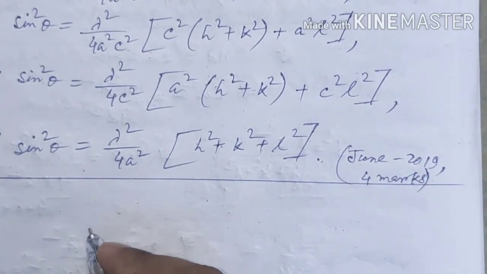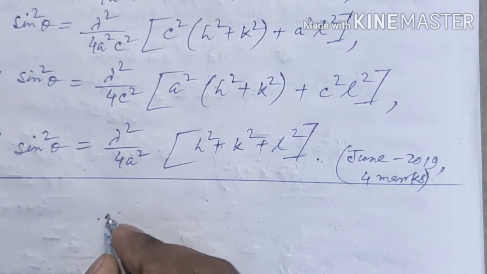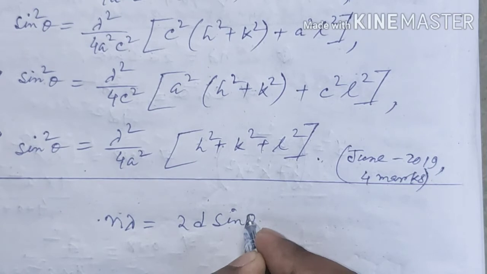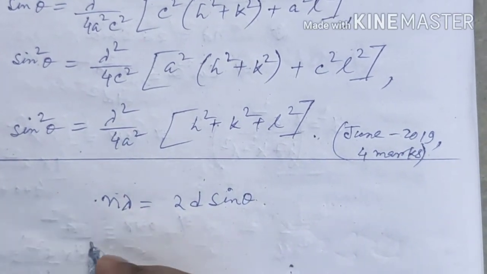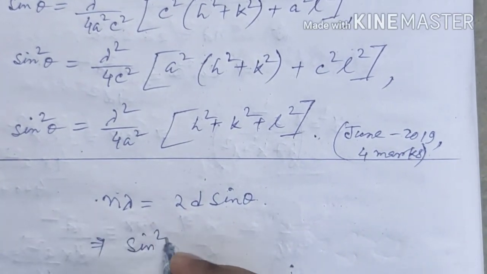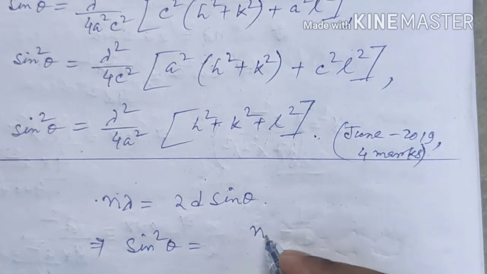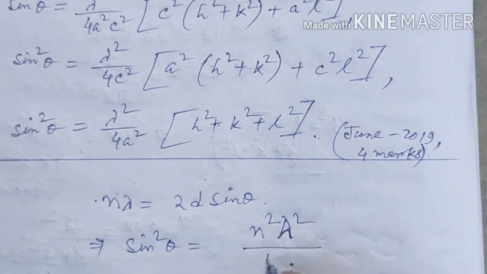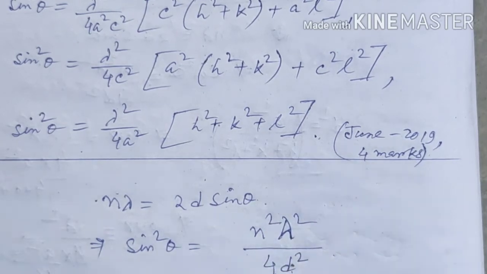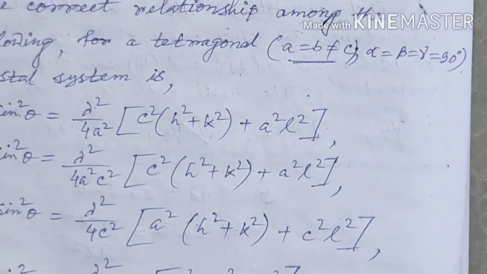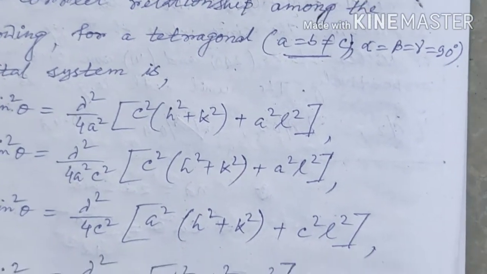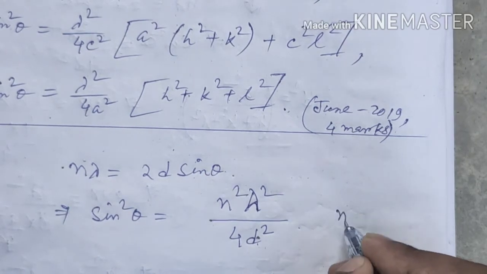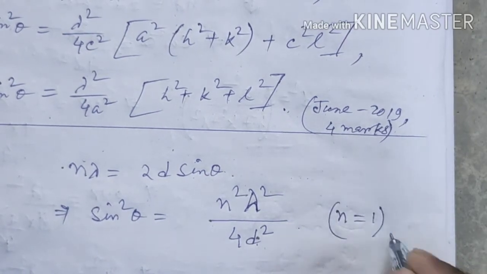We can solve it by using the Bragg diffraction formula. That is, the formula is n lambda is equal to 2d sine theta, and here the sine square theta we can write like this: n square lambda square divided by 4d square. Since in the question there is no information about the order of reflection, we can take the value of n is equal to 1.